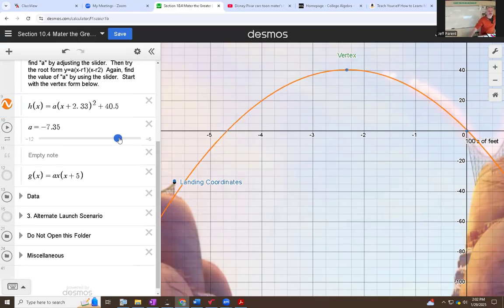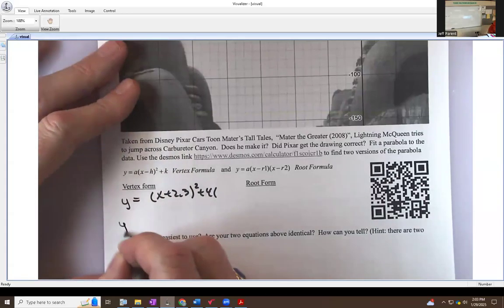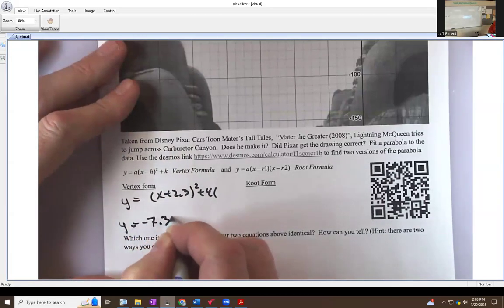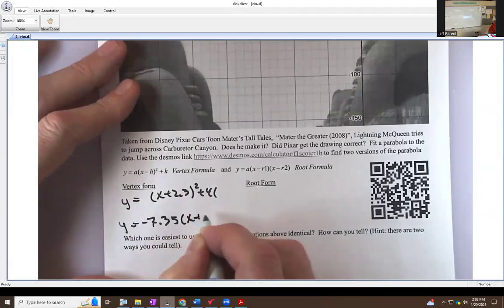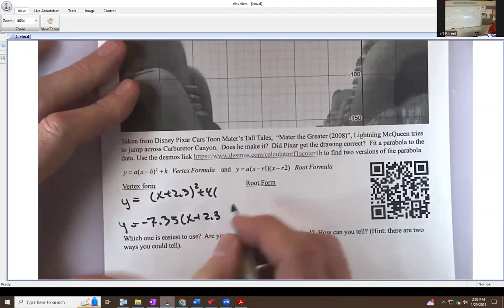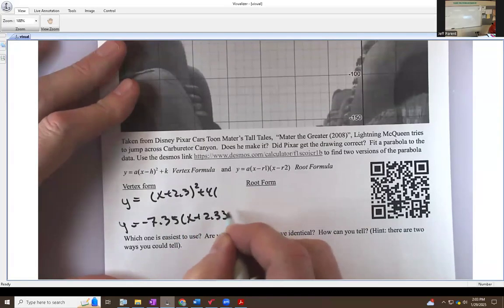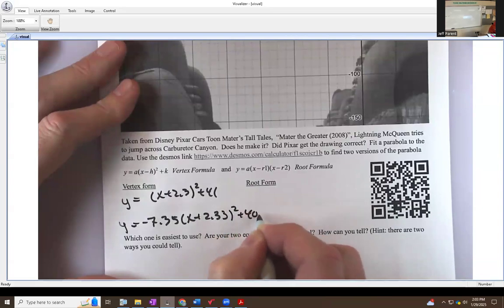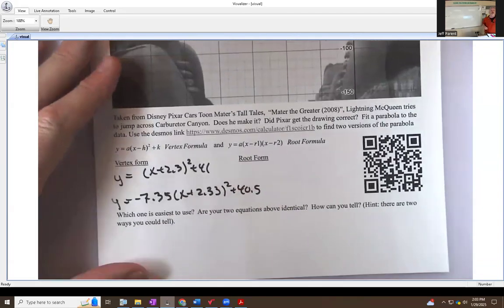So right now it's not looking too good for Lightning McQueen, right? Because he's going to land below this point here. But let's stick with this. So that form of the equation would be y equals negative 7.35 times (x plus 2.3)² plus 40.5. So that's that form of the equation.